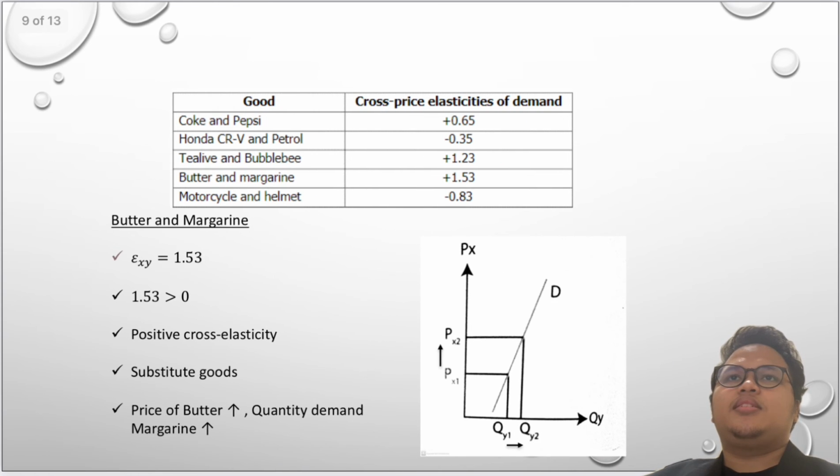Next is butter and margarine. The cross price elasticity of demand for butter and margarine is 1.53. We know that 1.53 is greater than 0, so this is positive cross elasticity. Butter and margarine are substitute goods, so when the price of butter increases, the quantity demanded for margarine will be increased.